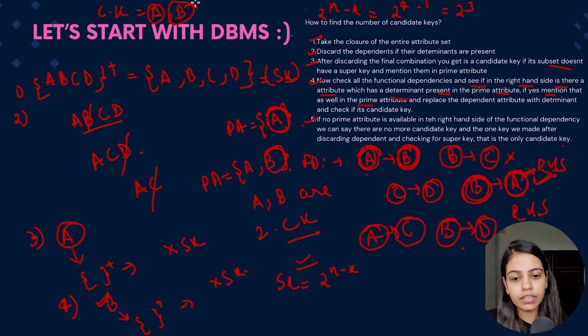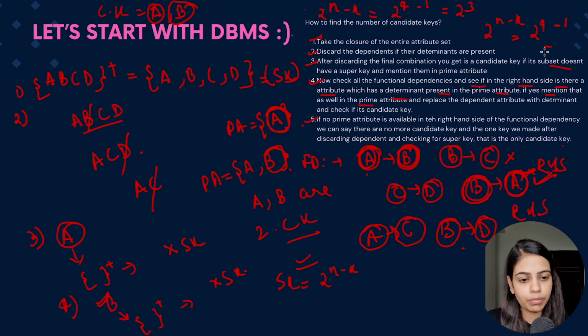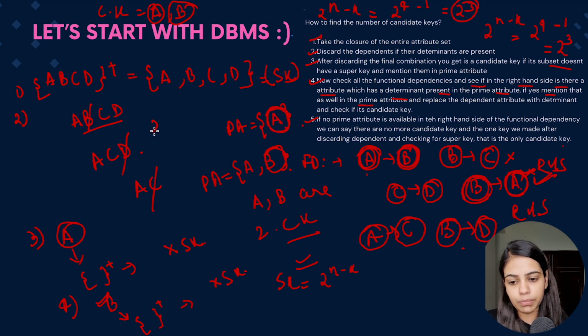Now coming to B, it will again be 2 to the power n minus k. n is 4, the number of attributes, that is A, B, C, D, and k is 1 because we are only calculating for B. So it will be 2 to the power 4 minus 1, that is 2 to the power 3. So for A, we have 2 to the power 3, and for B, we also have 2 to the power 3.